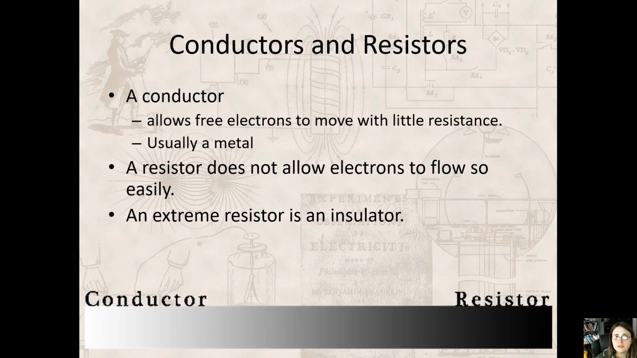So we've talked about conductors and resistors a little bit before, and you should know this from previous knowledge from middle school. As a reminder, a conductor allows free electrons to move with little resistance, and it's usually a metal, while a resistor does not allow electrons to flow so easily. One really extreme example of a resistor is an insulator.